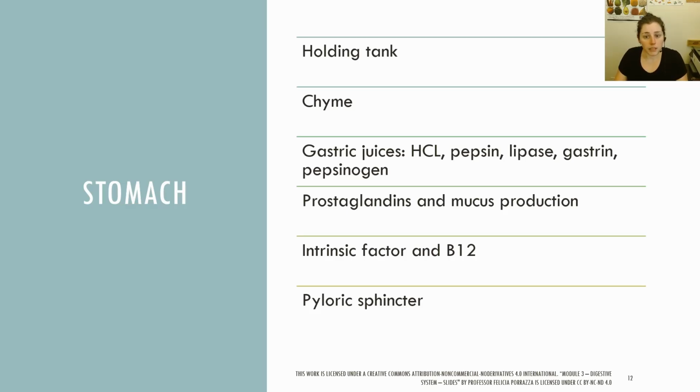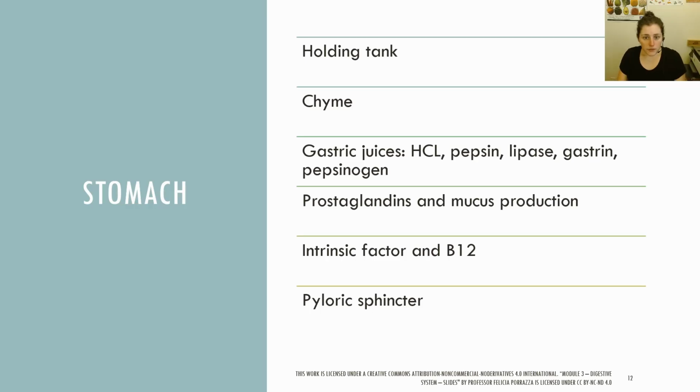Cells lining the stomach produce gastric juice, which contains HCl, hydrochloric acid, which kills bacteria on food and denatures the food structure. It also contains pepsin, an enzyme that breaks protein down, lipase, which breaks down fats, pepsinogen, and gastrin. Gastric juices are secreted when we smell, see, taste, or even think about food.